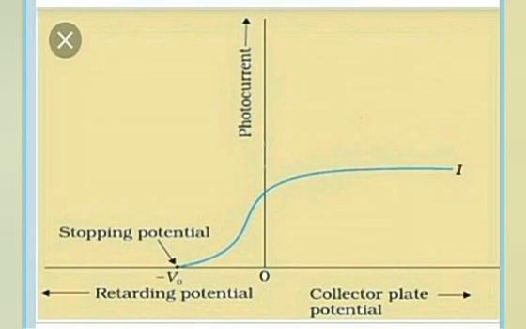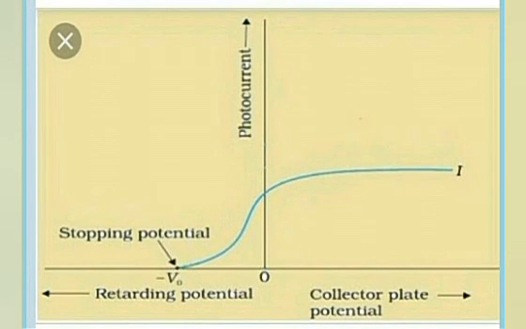So again, increasing the negative potential, the current becomes zero. In the graph you can observe that at V0 the photocurrent becomes zero. That potential is called the stopping potential or cutoff potential. At this potential, even the more energetic electrons cannot reach the anode. Hence the name stopping potential.